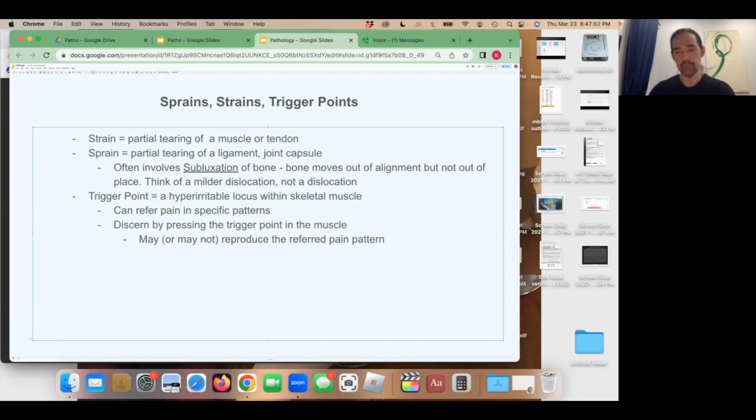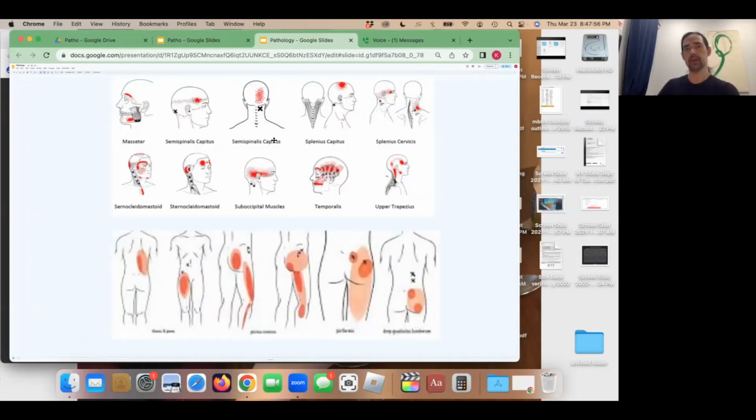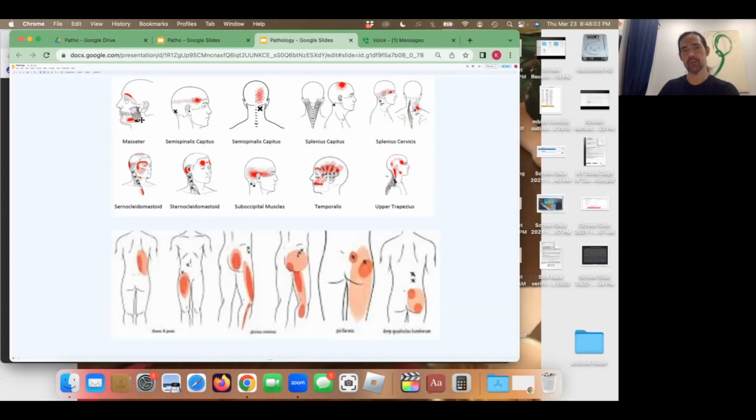Trigger points can refer pain into other places. Here are some trigger points in various muscles. Trigger points are denoted by the X. This is from the work of Dr. Janet Travell. You can see, for example, with the splenius capitis muscle, that even though the trigger point is right here around C2, below the occiput area, the place where it refers pain is the vertex of the head.